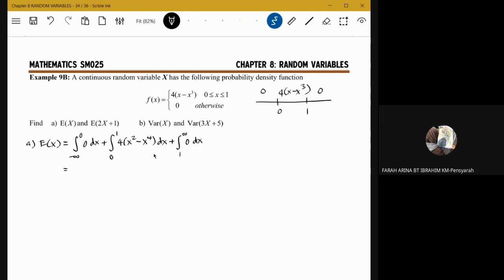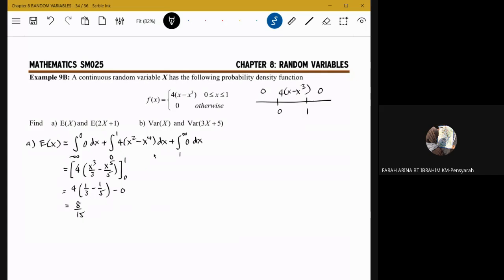So we end up with 4x cubed over 3 minus x^5 over 5 from 0 to 1. So substitute the value for x. So we end up, your E(X) will be 8 over 15. Okay, sebab kalau masukkan kosong pun dia akan dapat kosong lah dekat sini.